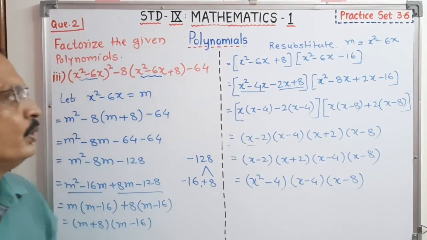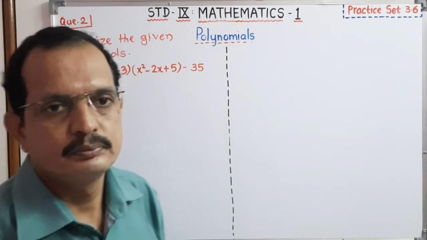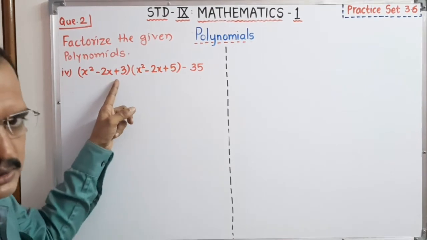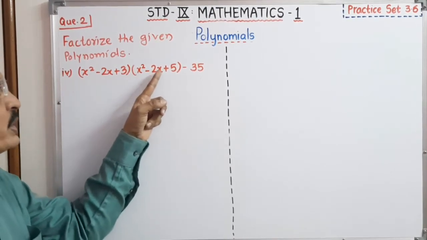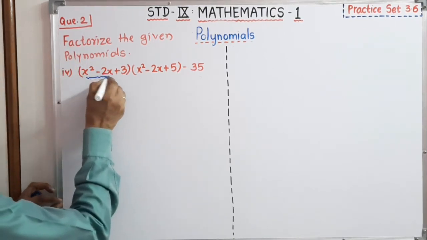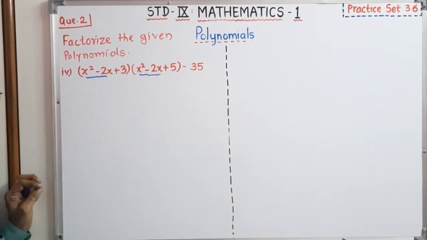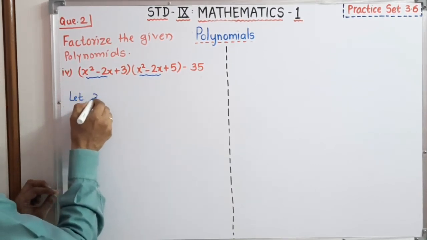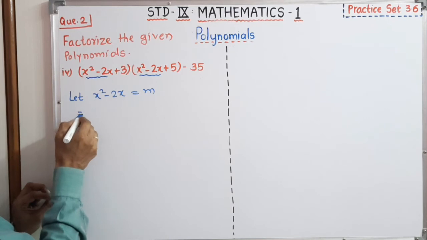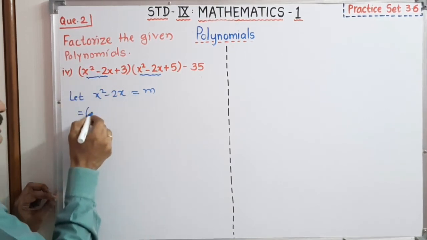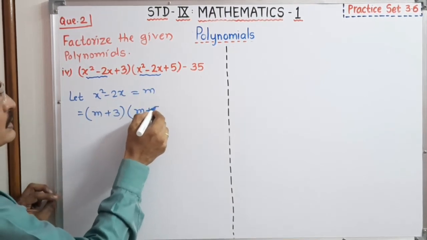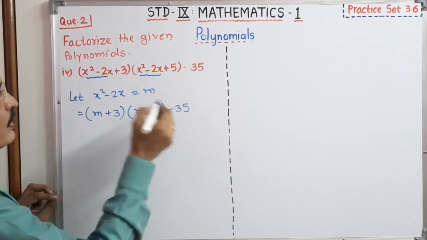Now we have to start with the last sum. See the question number 4th one. x square minus 2x plus 3 into x square minus 2x plus 5 minus 35. As we see in the first sum, x square minus 2x and x square minus 2x both are the same. Therefore let x square minus 2x be equal to m. Therefore we can write here, instead of x square minus 2x, it is m plus 3. Here it is m plus 5 minus 35.